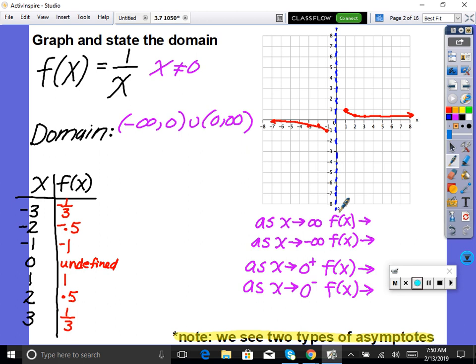It's creating a vertical asymptote at 0. So right here, x equals 0 is a vertical asymptote. So first fun fact for you, vertical asymptotes come from what makes the denominator 0.